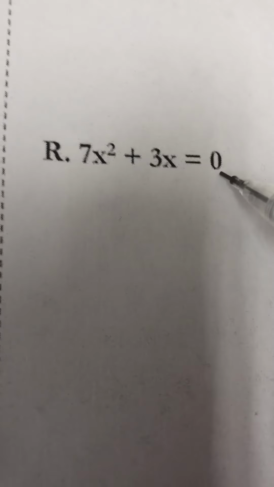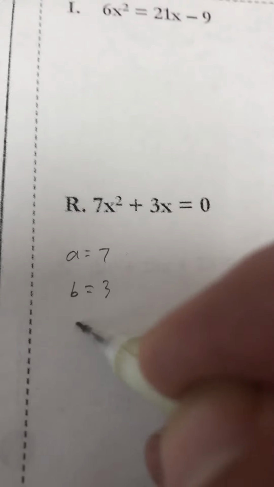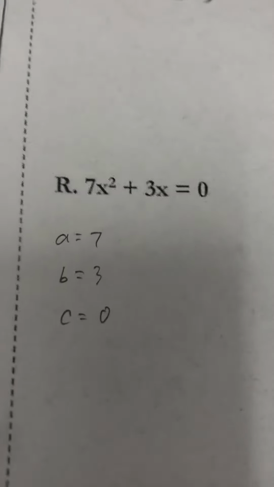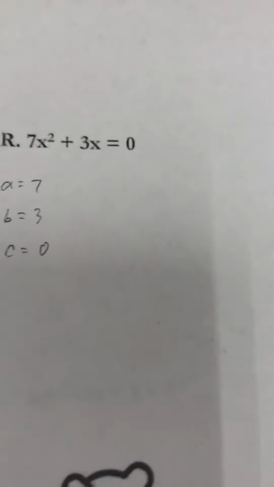And then the other ones that I would set up for you, this one's already set. Notice that there is no C. So your A is going to be 7, your B is going to be 3, and your C is going to be 0. So go ahead and plug those numbers into your quadratic formula, and you should be good.